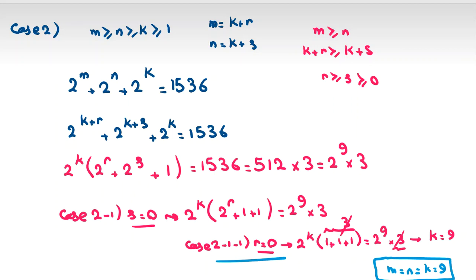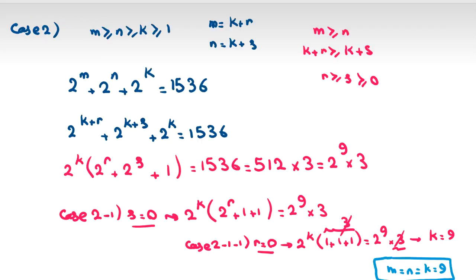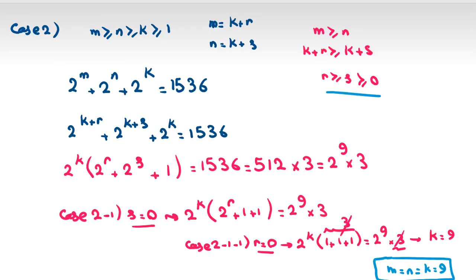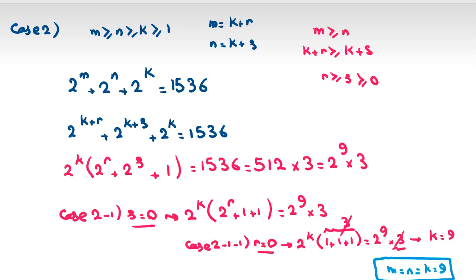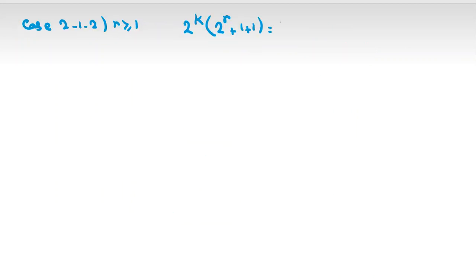Now, we said R here is 0. Let's consider case 2.1.2: R is not 0. R is at least 1. So if I rewrite this equation, 2 to the k times (2 to the r plus 1) plus 1 equal to 2 to the 9 times 3.